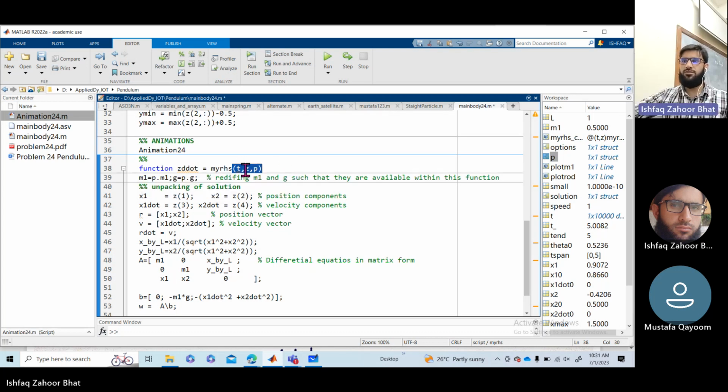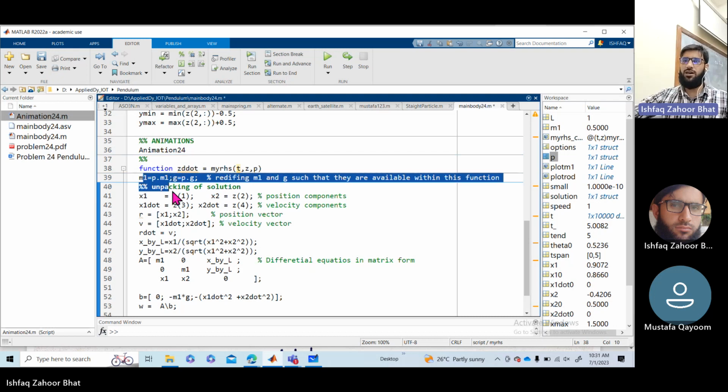T, Z, and P. So we have to give input to this function: T, Z, and P. Once we give these inputs to this my RHS, it will calculate something and return that thing. What is that something? Z double dot. So give this function these three things, it will return you Z double dot. How will it do this? That is something which we are writing here.